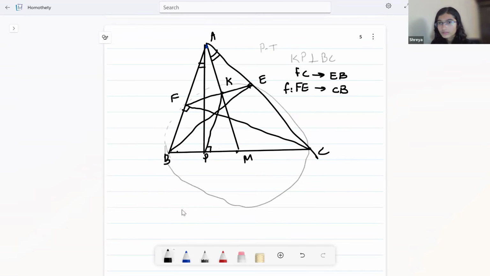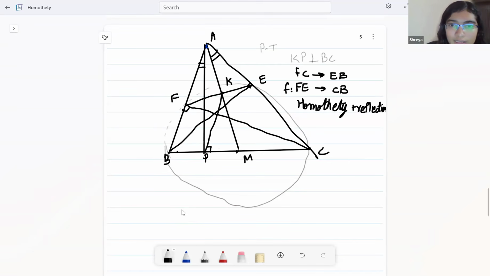It's not just the homothety, it's homothety and the reflection. Yeah, we are taking both. If it were only a homothety, then EF and BC would have to be parallel. So line AK will go to AP because we are reflecting, and then K will go to P because EF goes to BC. K lies on EF, so the image of K should lie on BC. So how did you finish from here?